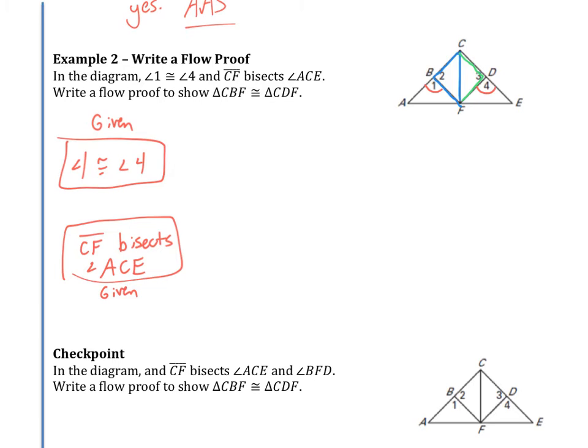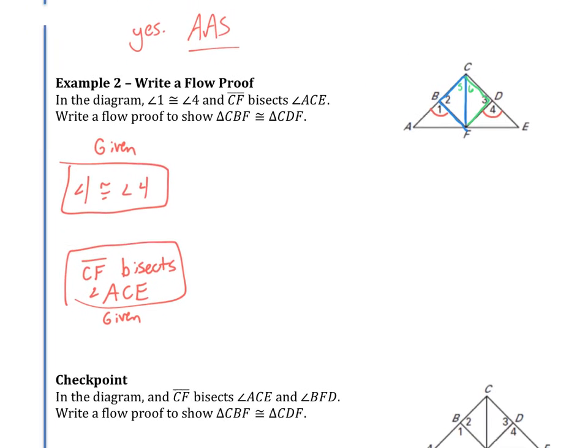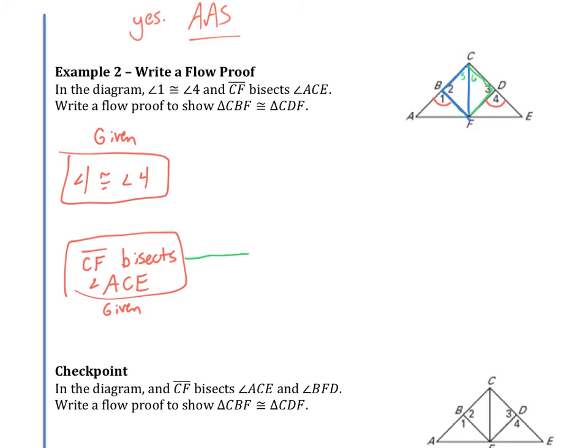Okay, so since CF bisects angle ACE, I'm going to call this angle 5 and 6 to make it easier. So we're going to say here, if I draw an arrow, since CF bisects angle ACE, we know that angle 5 is congruent to angle 6. Definition of bisects. Okay, so we have one pair of congruent angles.